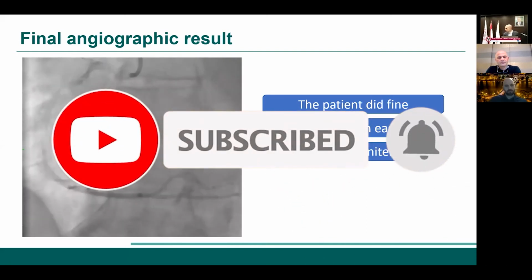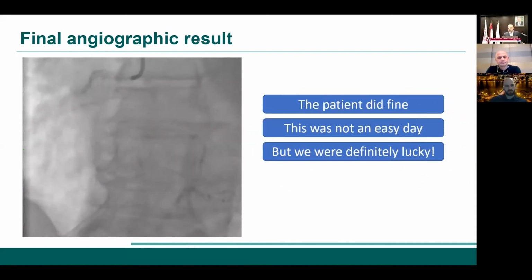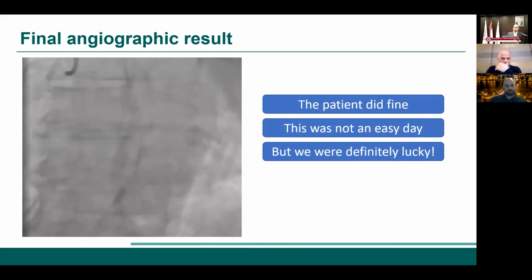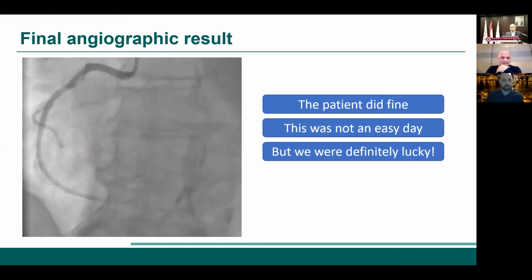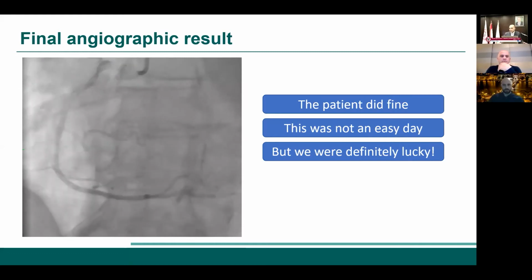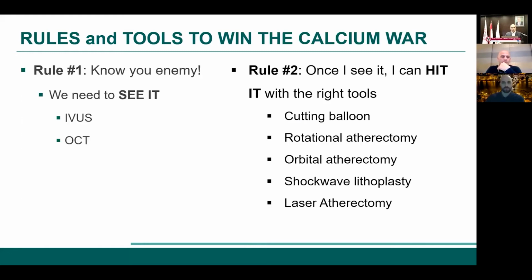Okay, excellent. So again, as I told you, the rules and the tools to win the calcium war. That's how I called it here. Rule number one is you should know the enemy. We always say calcium is our enemy in the cath lab. The first thing we should do is know your enemy, and to know it, you need to see it. And to see it, you have two intravascular imaging modalities, intravascular ultrasound and optical coherence tomography, that can add value in these types of procedures.